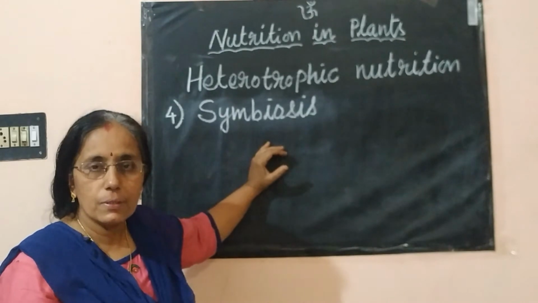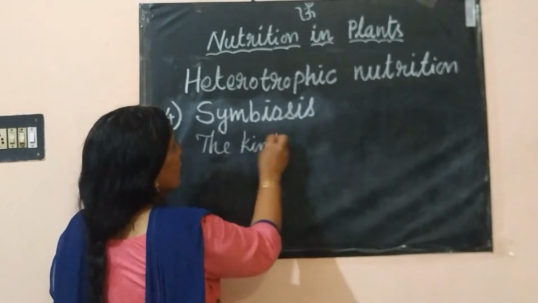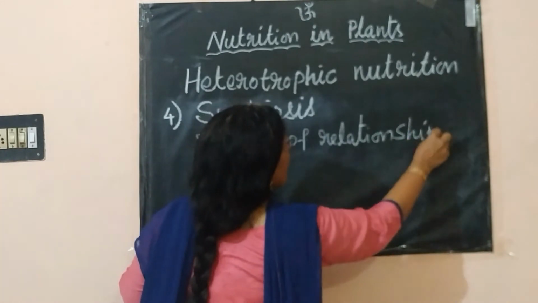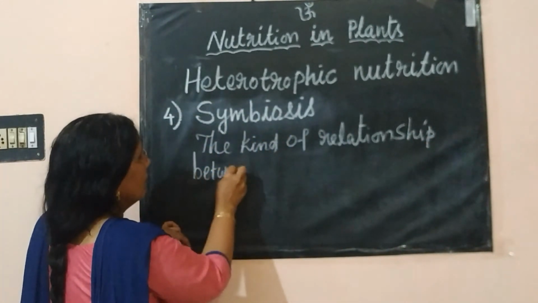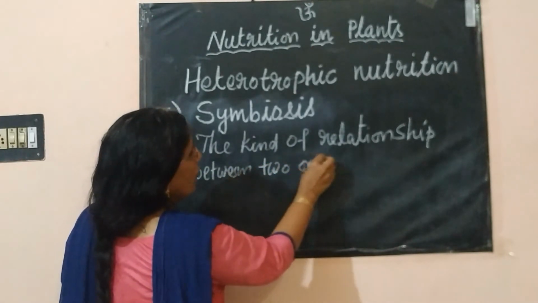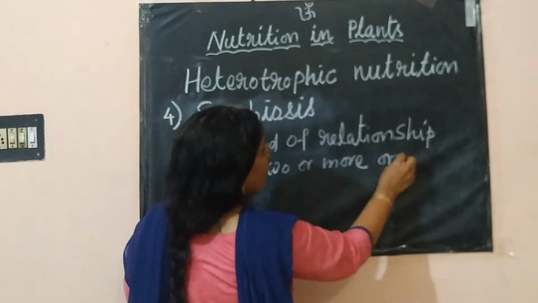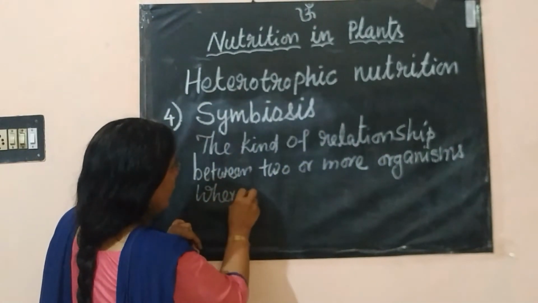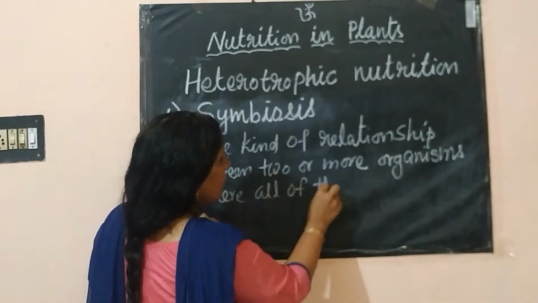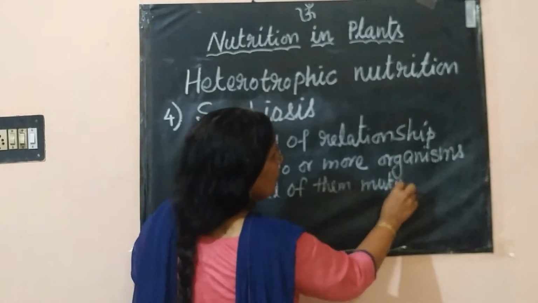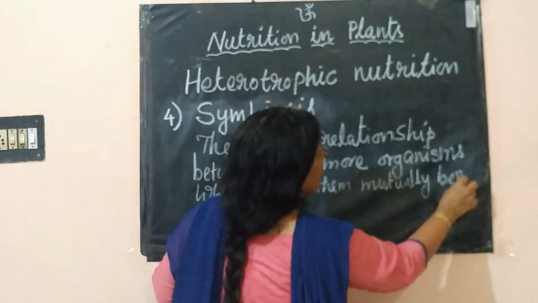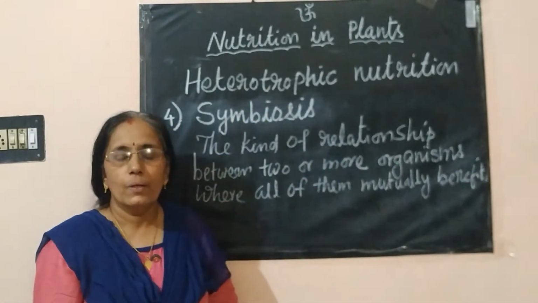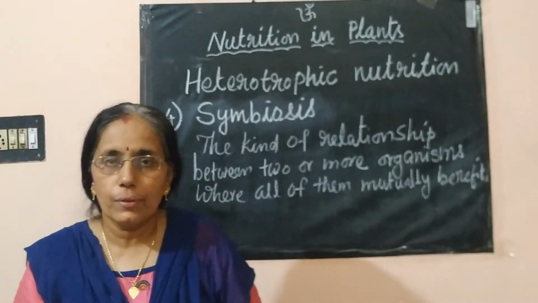So, what is the definition of symbiosis? The kind of relationship between two or more organisms where all of them mutually benefit is known as symbiosis.